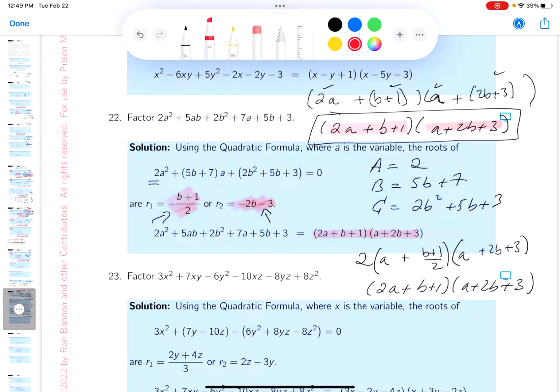Are we getting the same result? Are we getting 2a plus b plus 1? Yes. Are we getting a plus 2b plus 3? Yes. It leads to the same thing. Quadratic formula or my trial and error technique. Thank you.